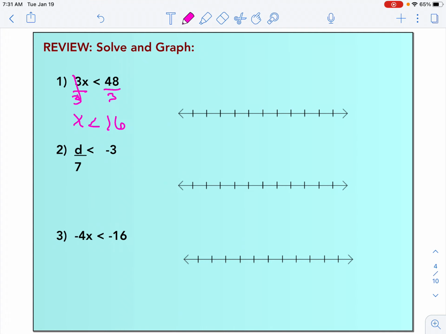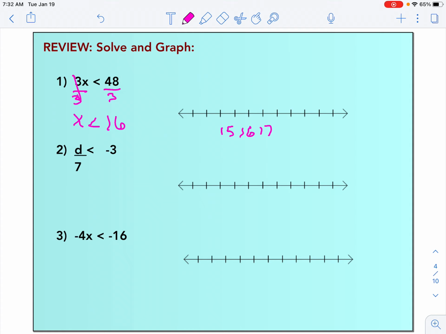So now how do we graph this? Well, on a number line, I am graphing all the solutions where x is less than 16. Here's where 16 is. Here's a number bigger, here's a number smaller. We always include that on our number line. We do not need to include 0 on our number line. We just need to have the key numbers.